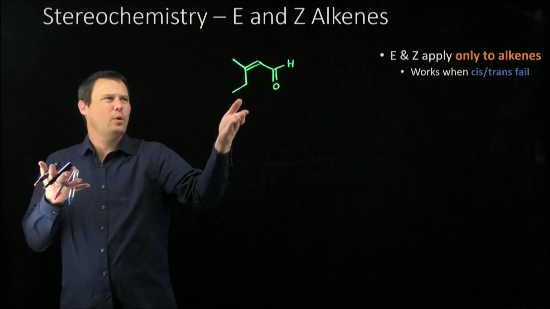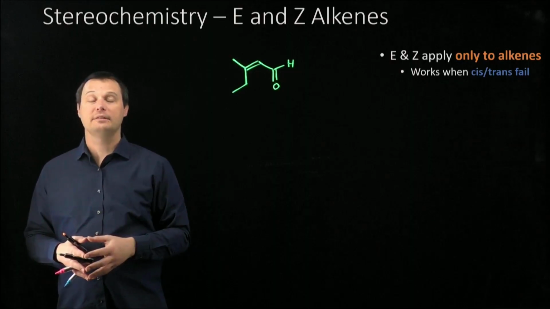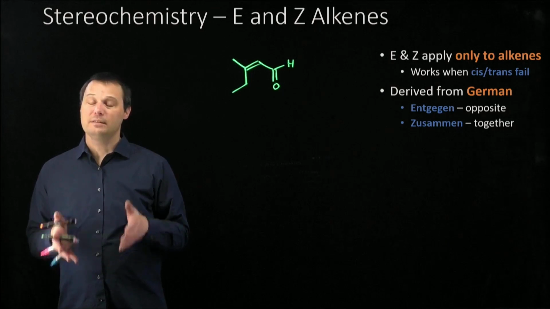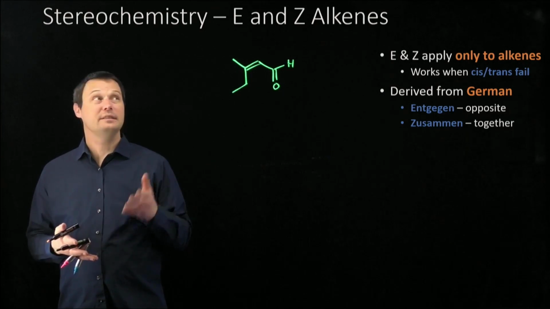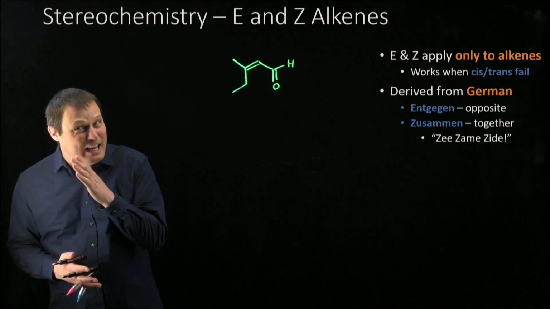What is cis to what, and what is trans to what? And that's why E and Z is the official IUPAC naming system for alkenes. The abbreviations E and Z are derived from German words. E stands for entgegen, which means opposite, and Z comes from the German word zusammen, which means together, or as I like to call it, Zee Zame Zide.